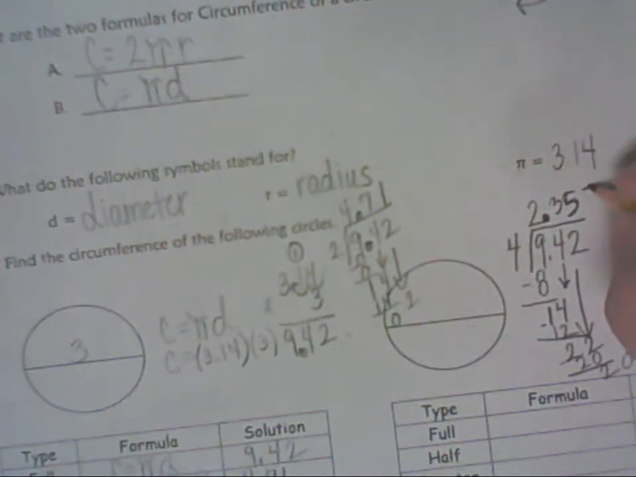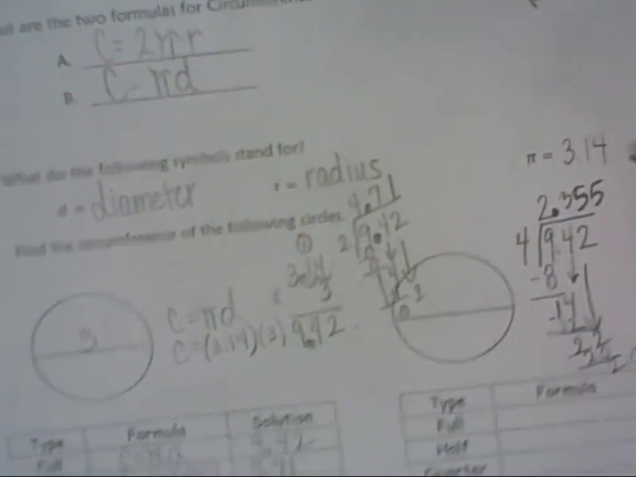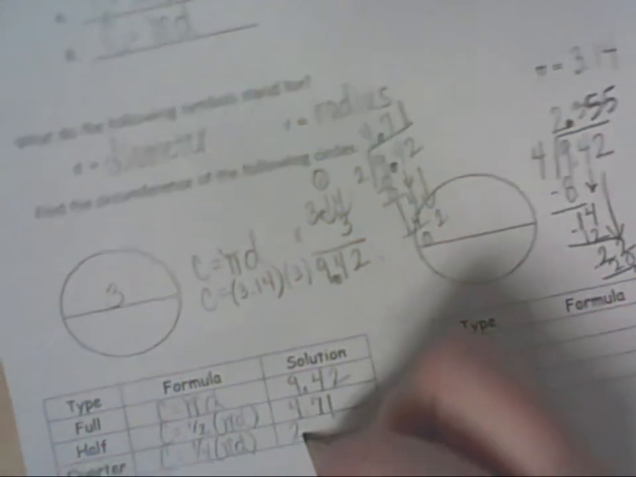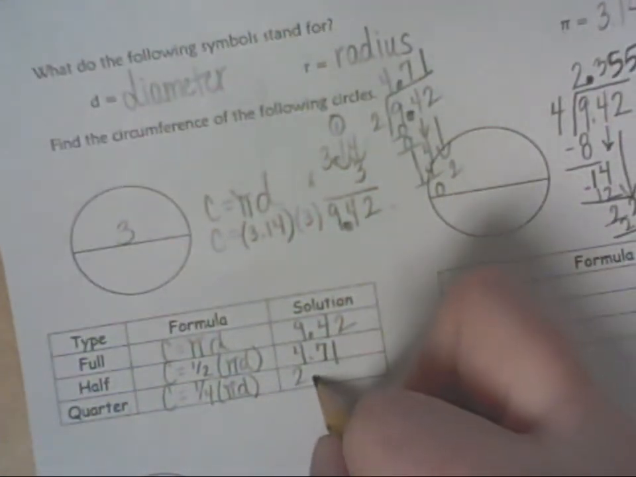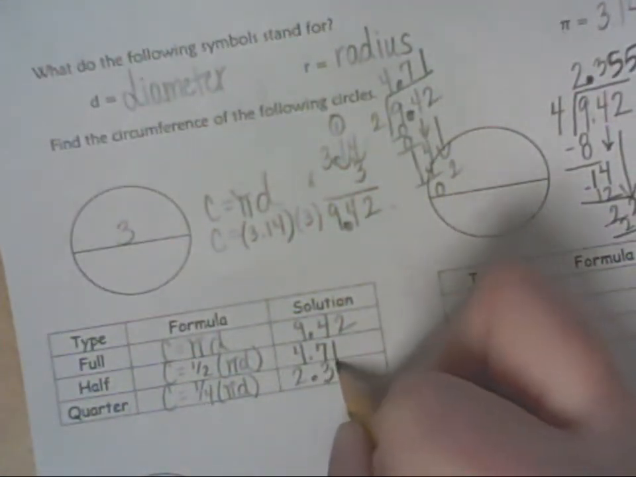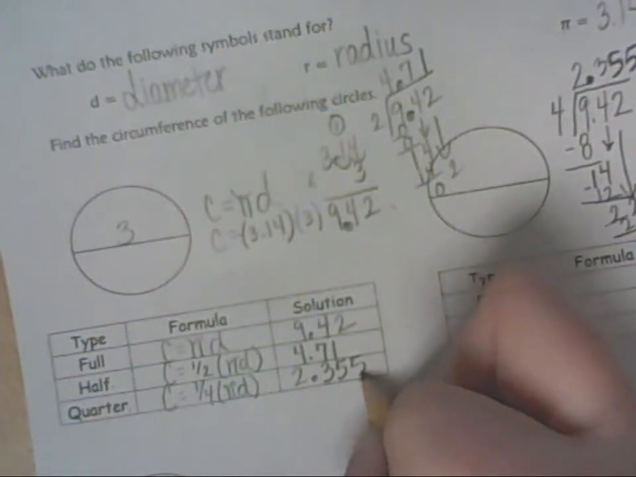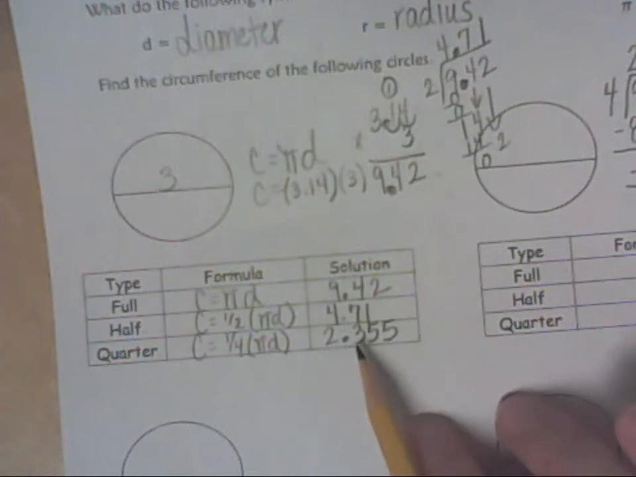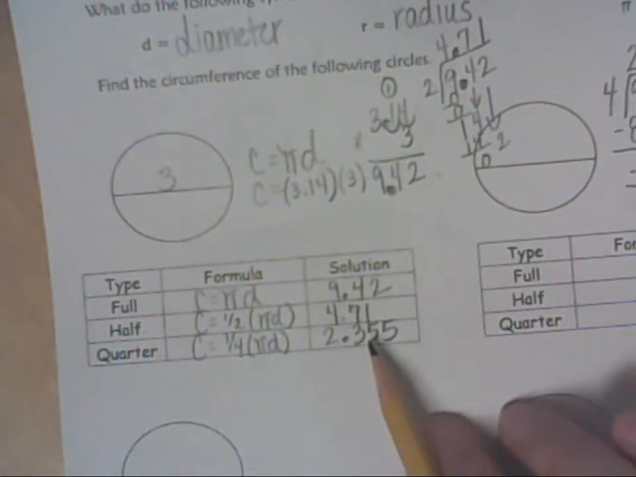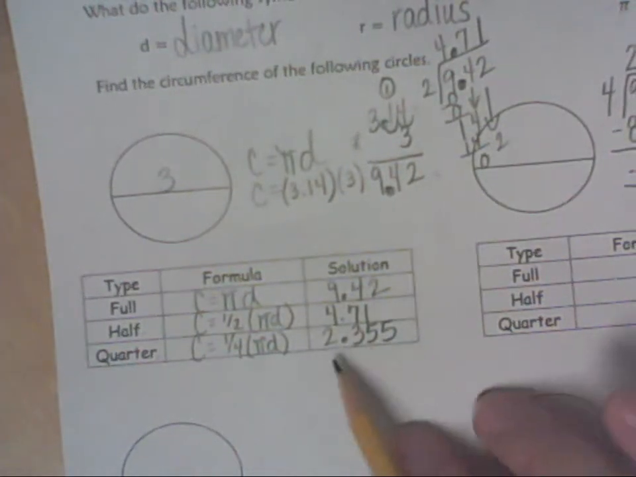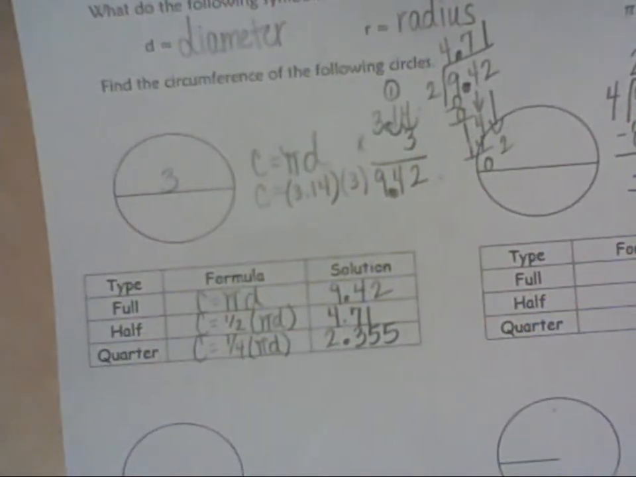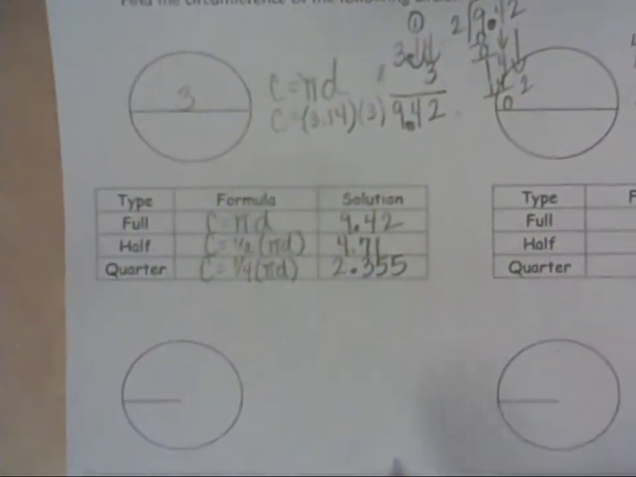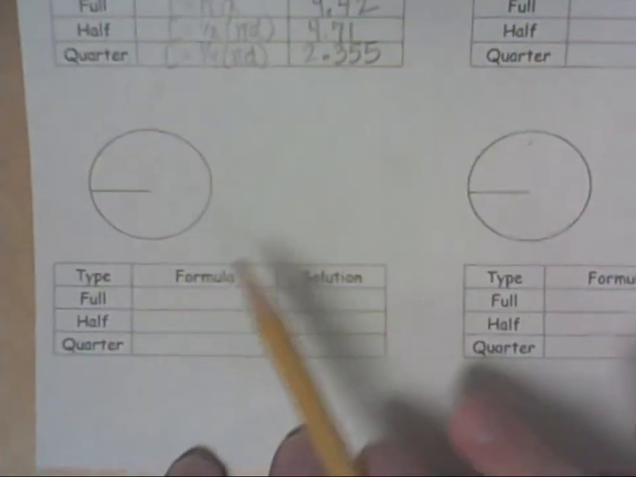4 goes into 20 5 times. So 2 decimal 355. And on this one it might say round to the nearest tenths place or something like that. But that's just in case so we know how to do it. Okay? Alright, let's try down below.